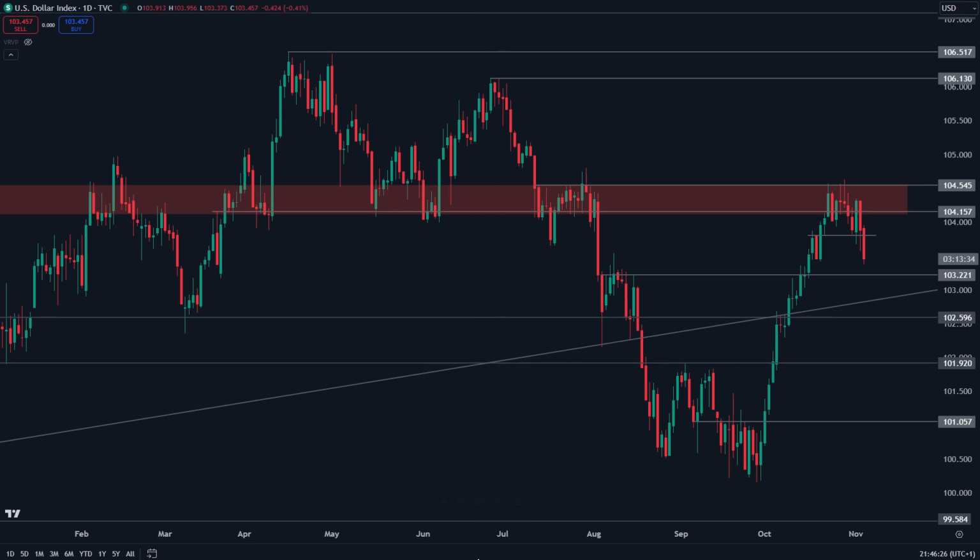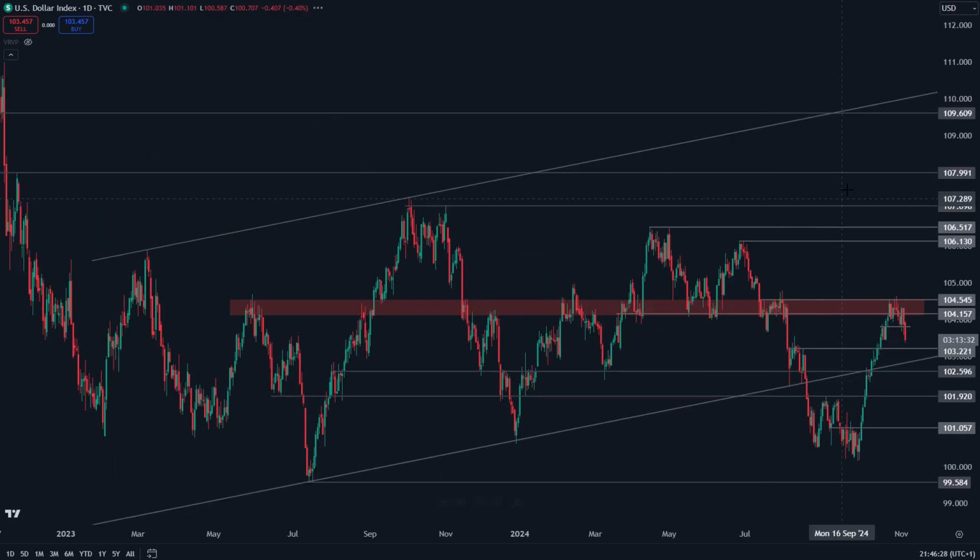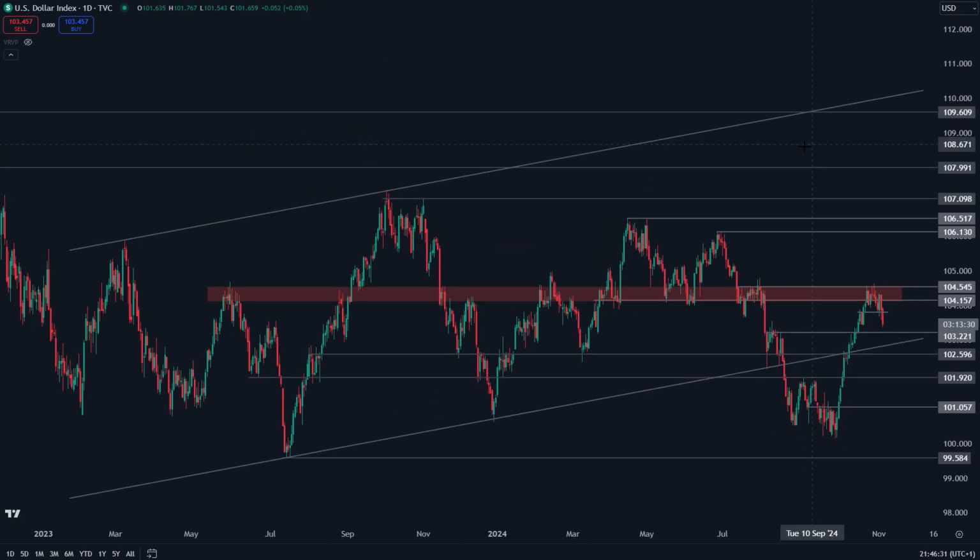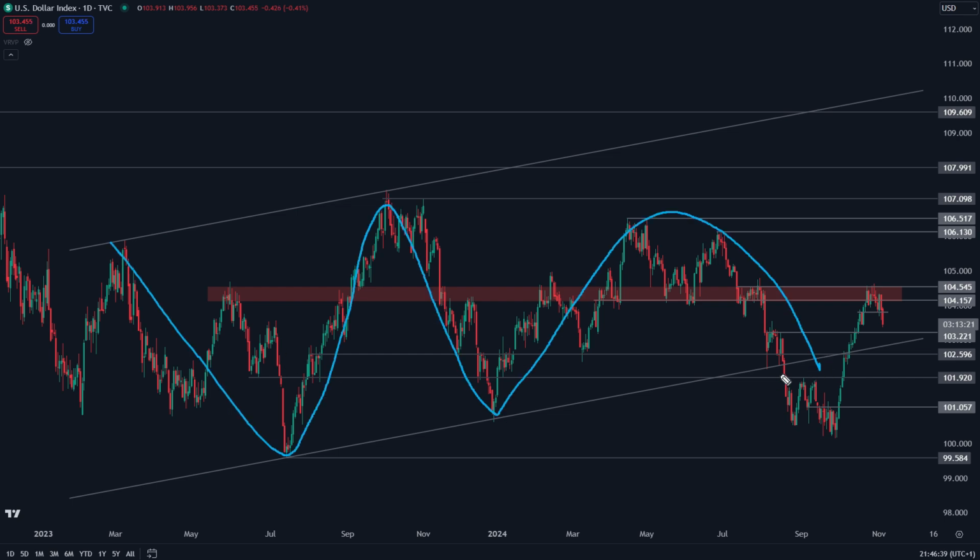So looking at the DXY, this is why I don't really favor looking for long-term buys on the euro or the pound. The DXY was moving within this channel. We've talked about this for months, really. And you can see where this broke down right back here. Okay, so this broke down through here. We got a falling wedge into this area. Shorts got squeezed in October.